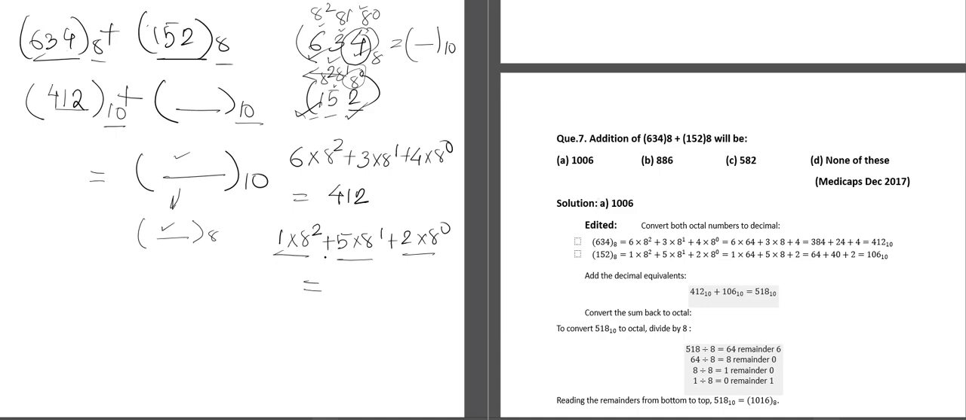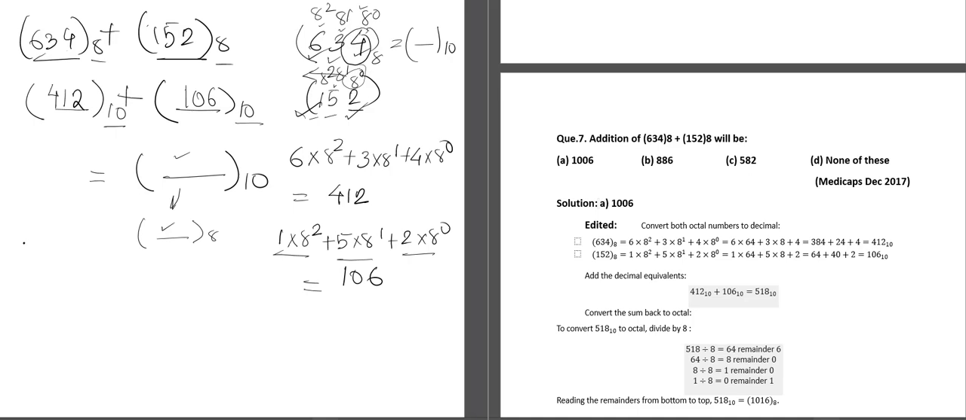And if we find the decimal equivalent for this number, 8 square will be 64. So 64 plus 8 to the power 1 will be 8, so 8 into 5 will be equal to 40. So 40 plus 64 plus 8 to the power 0 will be 1, so 1 into 2 will be 2. So 40 plus 64 plus 2, which will be equal to 106. So 152 in octal number system will give us a 106 decimal number, or we can say the decimal equivalent of 152 in octal number system is 106.